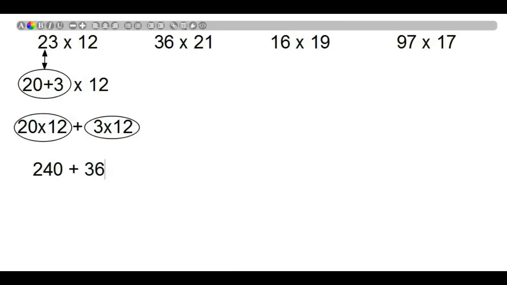And 12 into 3 is 36. So 12 into 3 here is 36. And when we add both of them, that means when we merge these calculations, we get the required answer, that is 276. 240 plus 36 is 276.